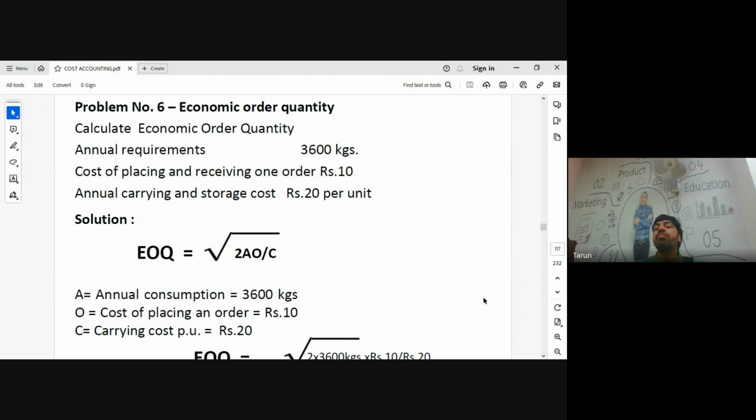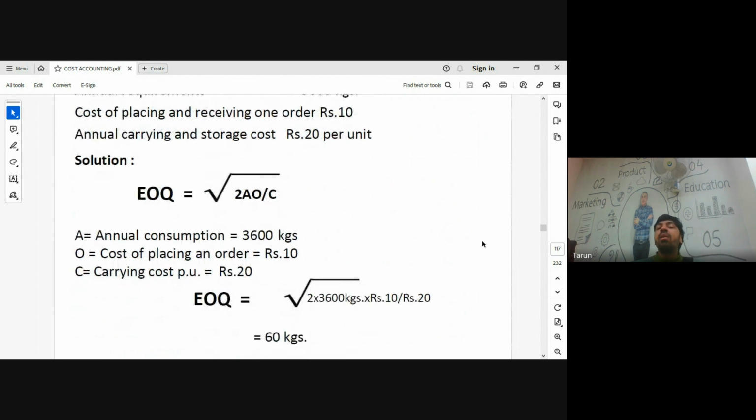So all the information has been given in the question. Just put those values into the formula and accordingly you can estimate the economic order quantity. So the square root of 2 into 3600 into 10 divided by C, that is 20. So you will get 60 kg, that is, economic order quantity is 60 kg.